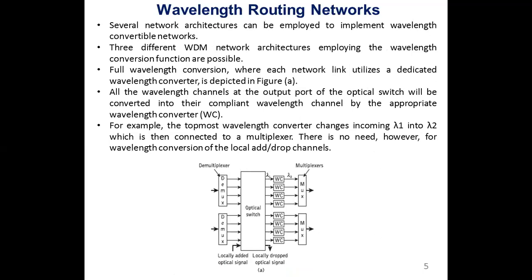So we are seeing in diagram A full wavelength conversion, and in this kind of network, every link will utilize a wavelength converter which is fixed at every link. So all wavelength channels at the output port of the switch can convert to the compliant wavelength channel by an appropriate wavelength converter. The example of this could be the topmost converter will change lambda 1 to lambda 2, and then this can be connected to the multiplexer.